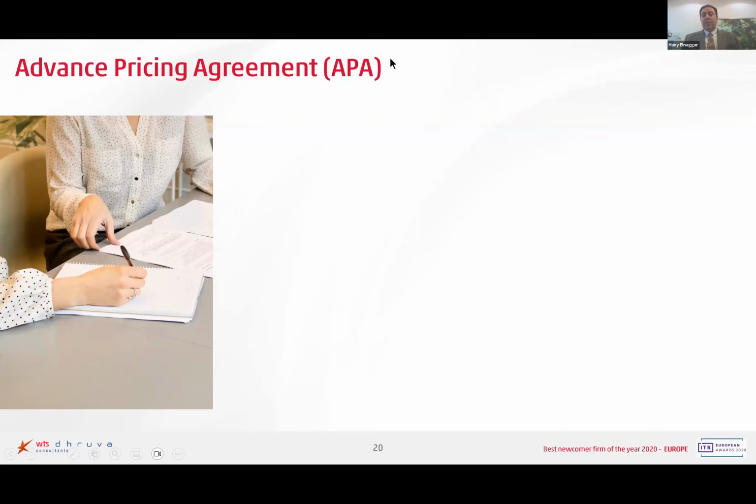One of the other changes, a very important one that has come into effect now, is the advanced pricing agreement, called APA, which we can also see in other countries, but in Saudi it was recently introduced. I handed this over to Kabil. He can cover this one in detail. Please, Kabil. Thanks, Hani.